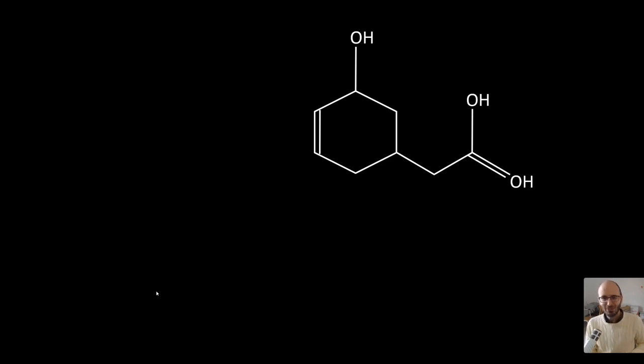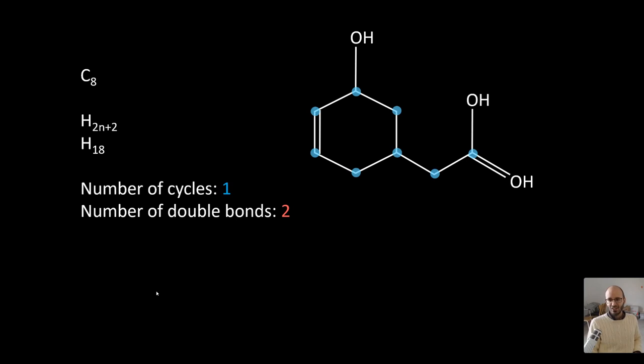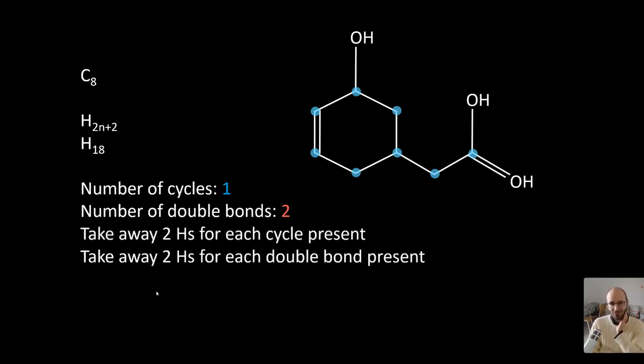This one, you have a little bit of everything. Double bond, cycle, oxygens. So 8 carbons, potentially 18 hydrogens, one cycle, 2 double bonds. So you have to take away 6 hydrogens, so H12, and then 3 oxygens, and there you go.